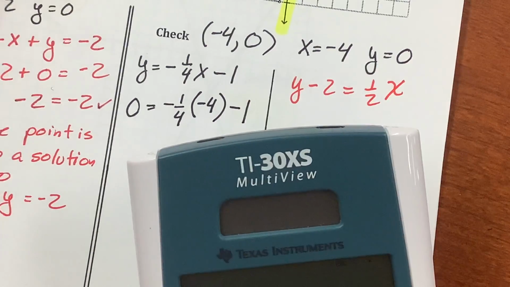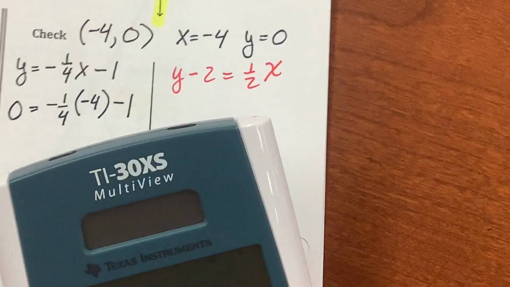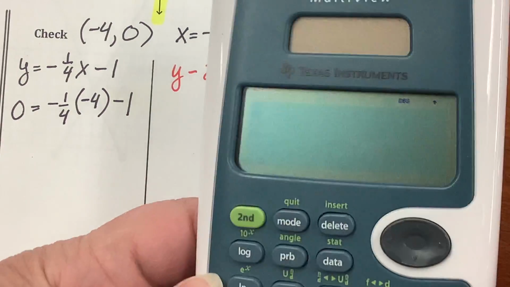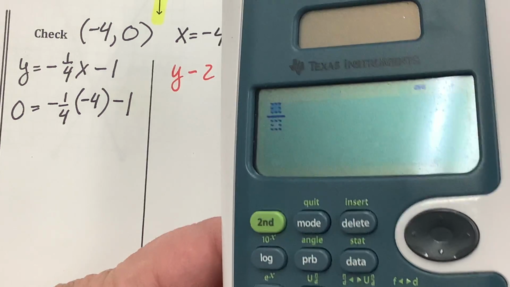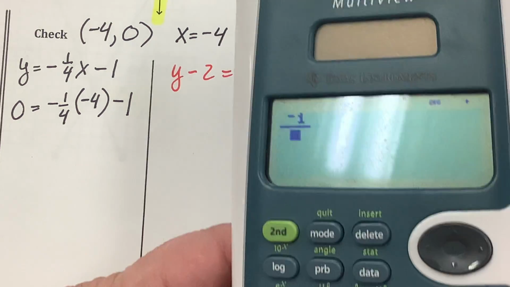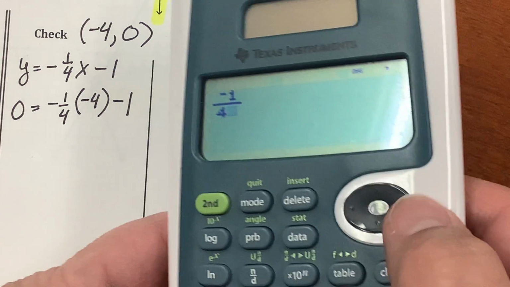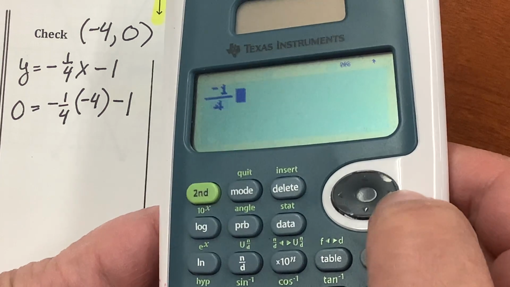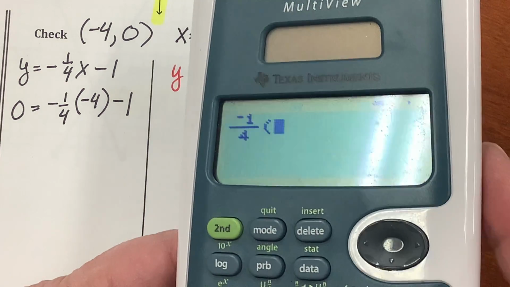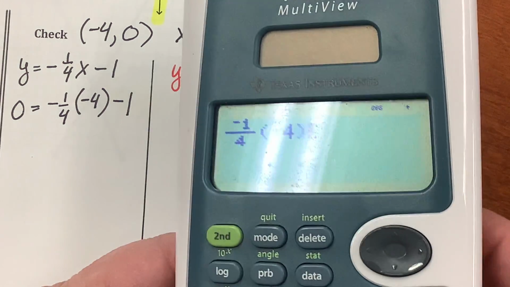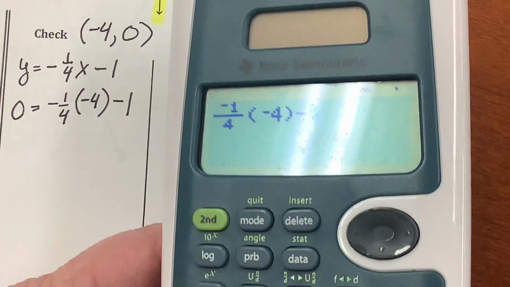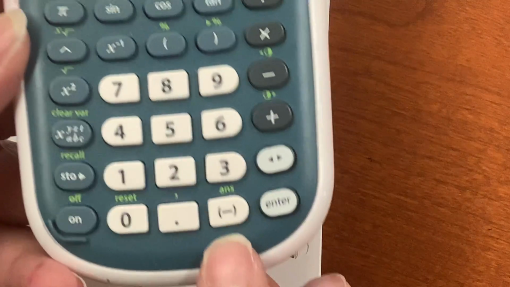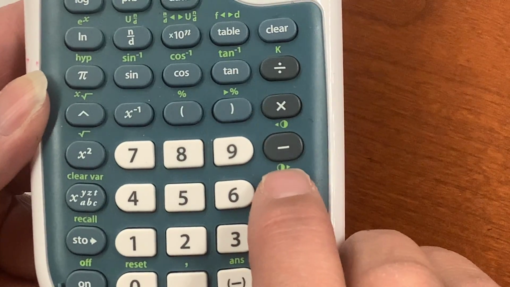So let me just slide this over so that you can see Ty. You come over here. Here's Ty. Hi, Ty. And I'm going to do fraction -1/4. And remember, use this arrow to get off of the fraction and put parentheses, -4, close the parentheses, minus 1. Be careful. This is the negative sign. This is the minus sign.